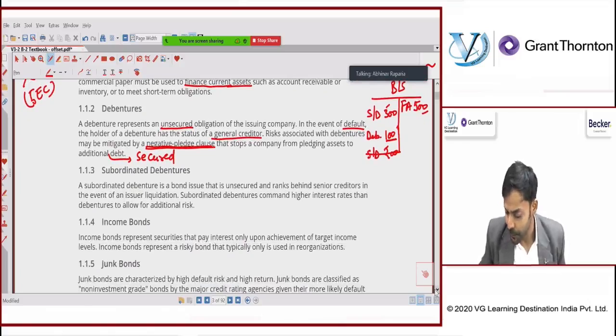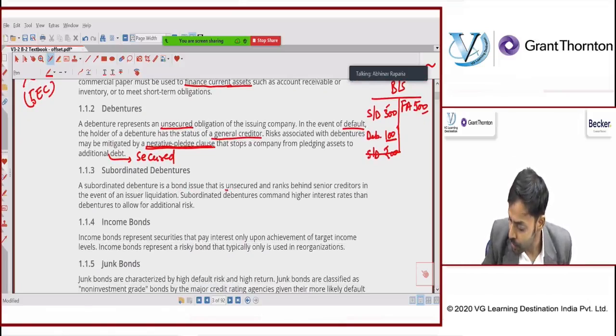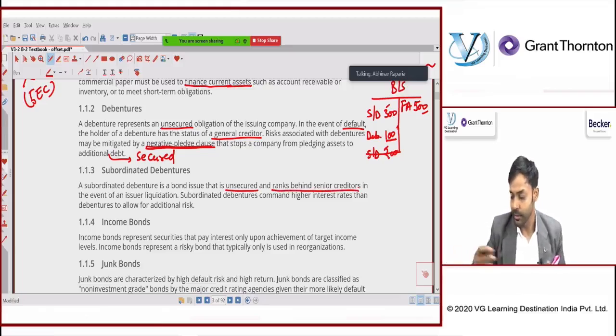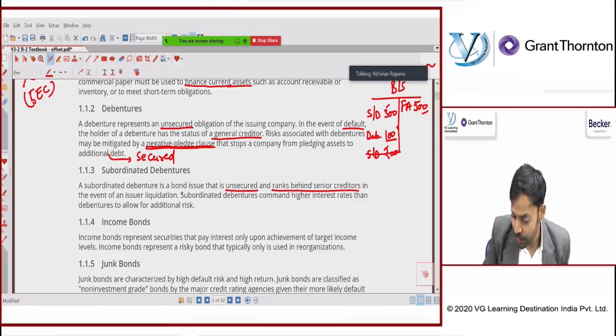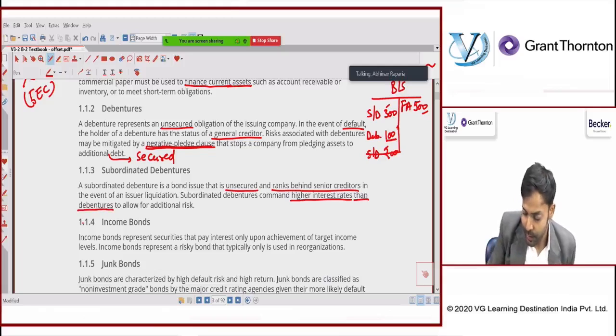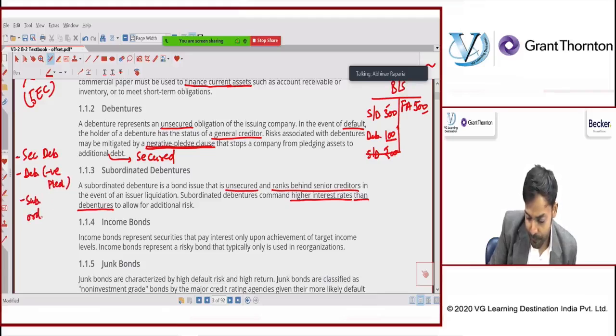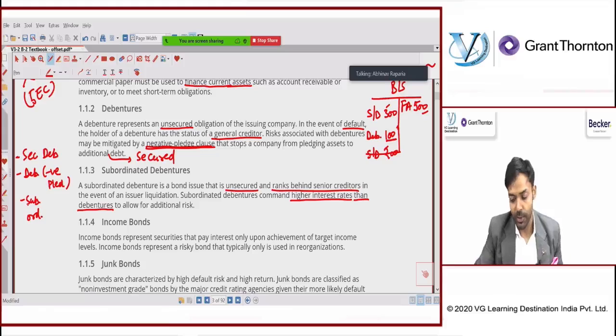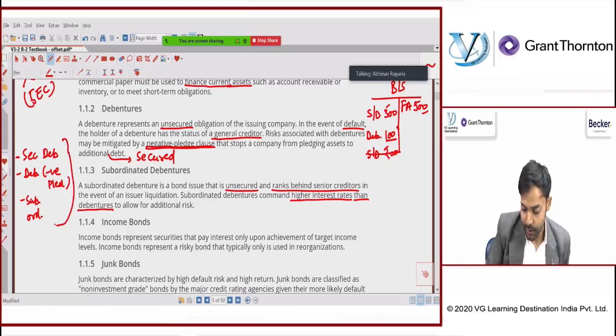Next is subordinated debt. Subordinated debt is a bond issue, right? That is unsecured, and it ranks behind the senior creditors, right? So for example, senior creditors, secured creditors, then the unsecured, and whatever is left for the unsecured debtors, you will get that, right? In the event of an issuer liquidation, subordinated debentures command the higher interest. You'll get the higher interest here than the debentures. So rating-wise, obviously there's going to be secured debt, then there would be debentures with the negative pledge clause, and then there would be subordinated debt. Obviously there could be more instruments, that's not exhaustive, but on the basis of this understanding I'm telling you this. So this would be the rating.